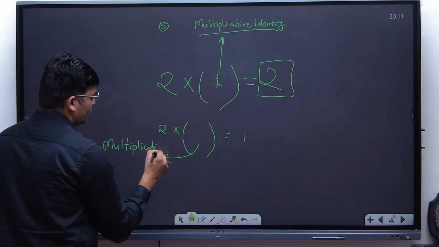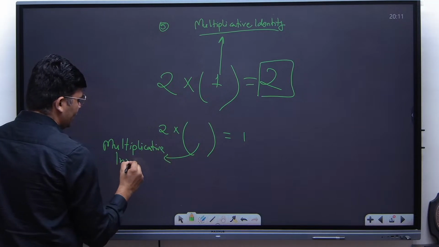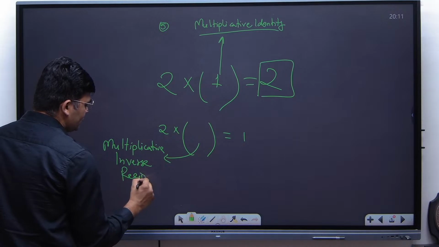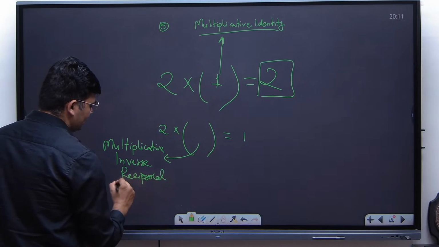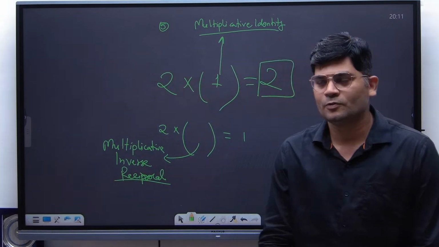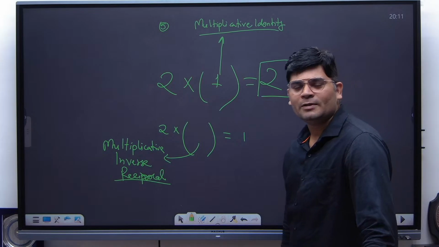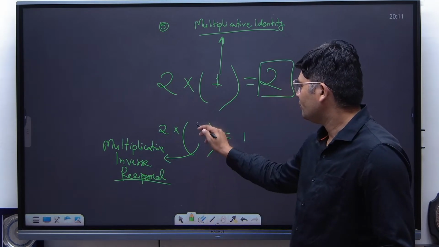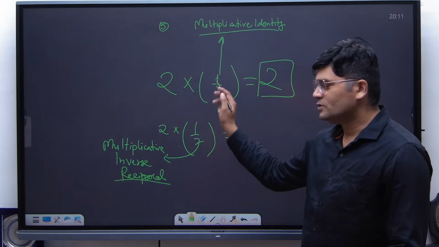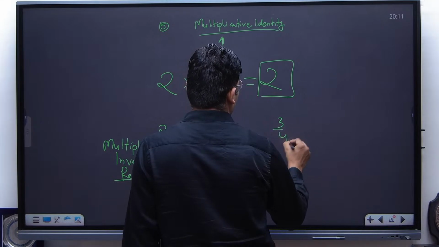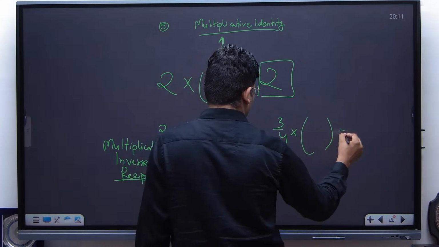What is that number known as? Multiplicative inverse, and that is also known as reciprocal. So tell me, 2 should be multiplied by which number to get 1? 1 by 2. Very good. So 1 by 2 is the reciprocal of 2. Now tell me, if I want to multiply 3 by 4, by what number should I multiply to get 1?